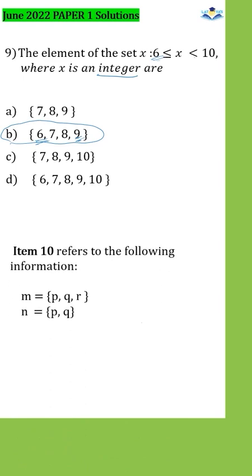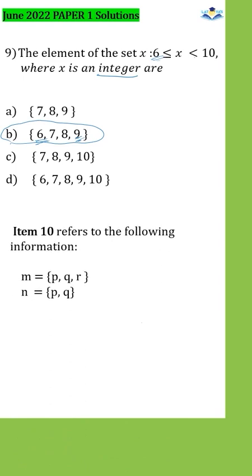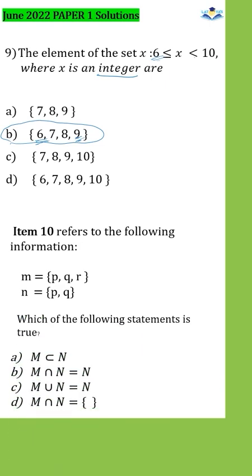Last question for this set. Item 10 refers to the following information. M is equal to PQR and N is equal to PQ. Which of the following statements is true?